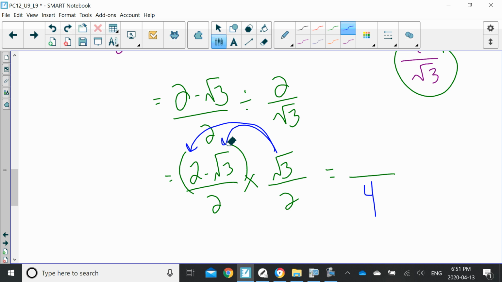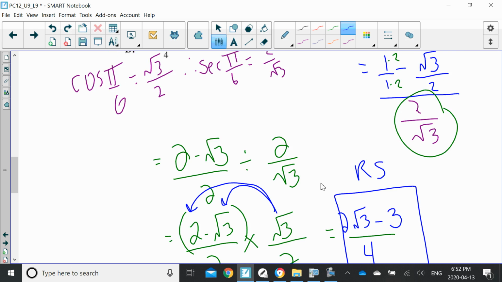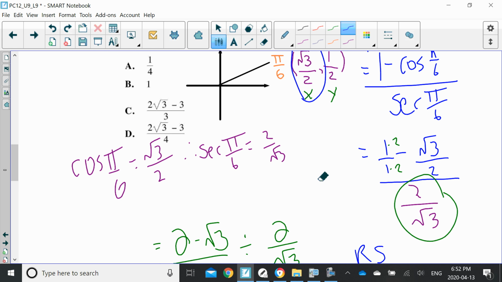So root 3 times 2 is 2 root 3, minus root 3 times root 3 is 3. And this is equal to the right-hand side. If you plugged that pi over 6 into the left-hand side, you'd get the exact same thing. So 2 root 3 minus 3 over 4, which would be this question or that solution there.